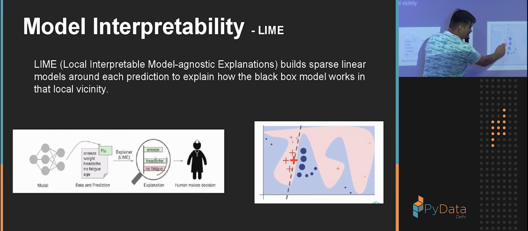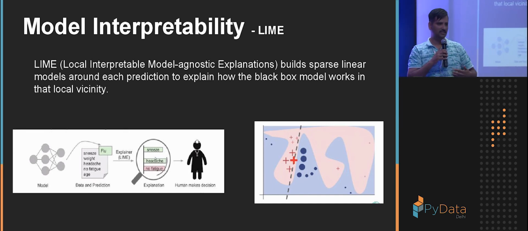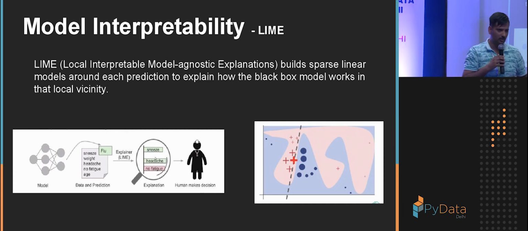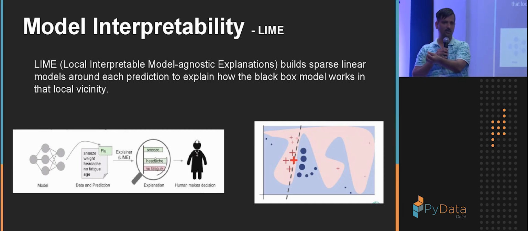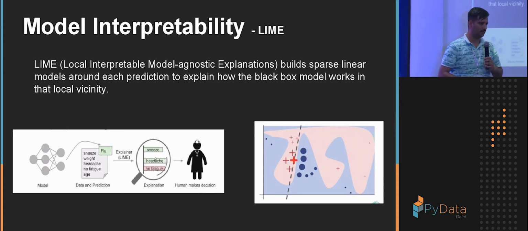It will take just samples close to it and build a linear regression equation. Linear regression models are very easy to interpret. You get the theta naught and theta 1 values, so they are easy to interpret. So a complex model is reduced to linear regression, and then you can interpret it.